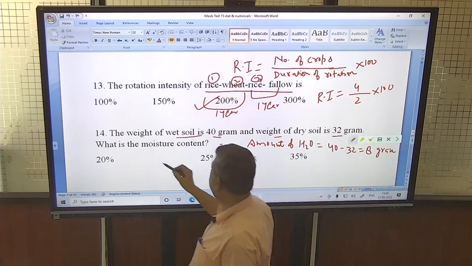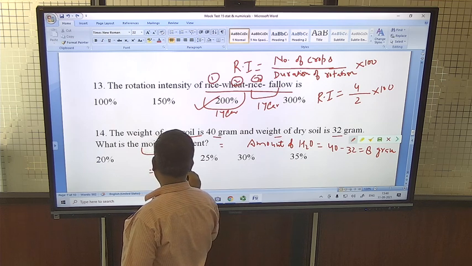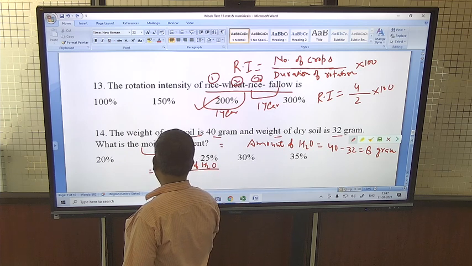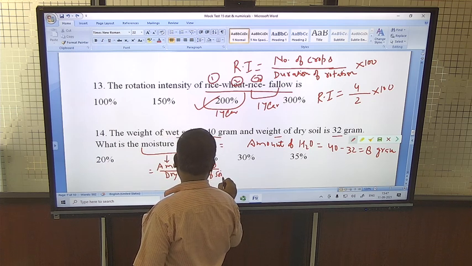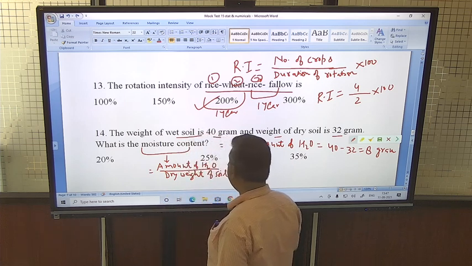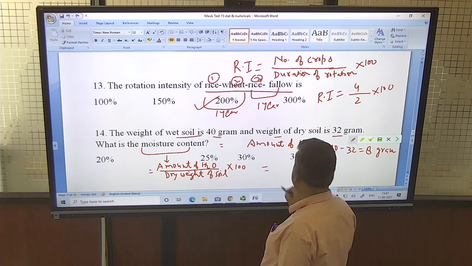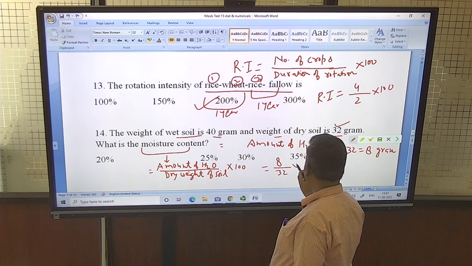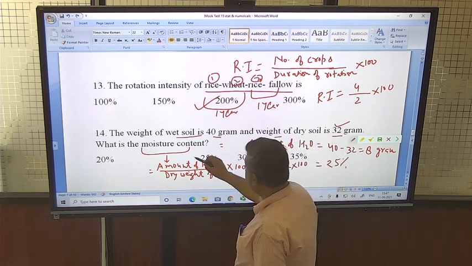So here moisture content is equal to amount of water divided by dry weight of soil. So remember that here dry weight is used, not wet weight, then multiplied by 100 to convert it into percentage. So it is 8 upon dry weight 32 into 100, so it is 25%. So correct answer is 25%.